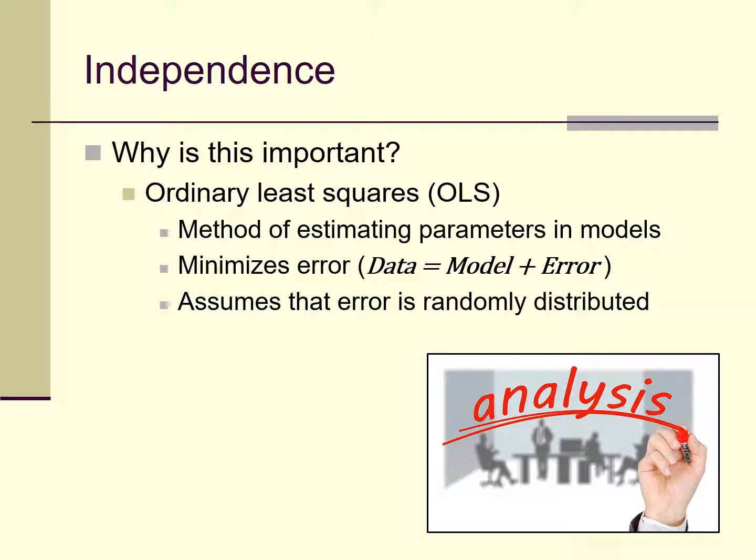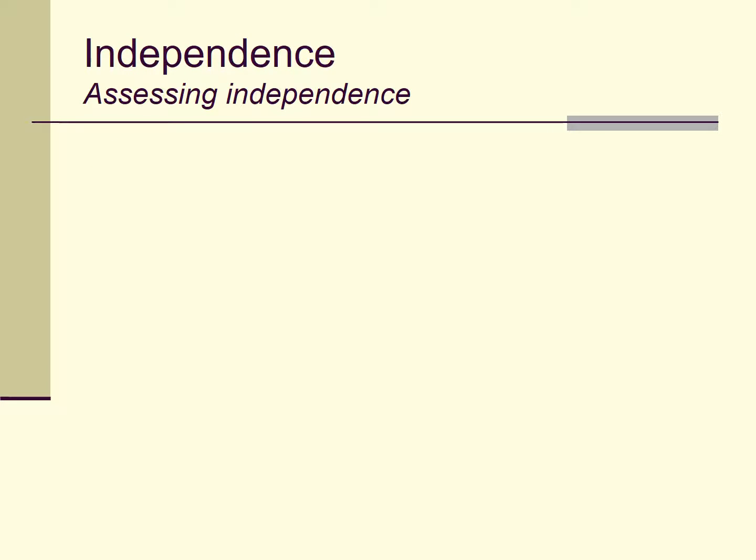If we can't make that assumption, and there are of course situations in which we can't, then ordinary least squares doesn't work to estimate parameters properly. So those regression weights in your regression example will be incorrect. They will be biased in terms of their estimation of population values for those regression weights. So independence is important for different reasons.